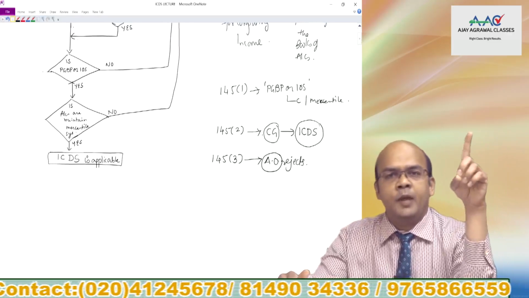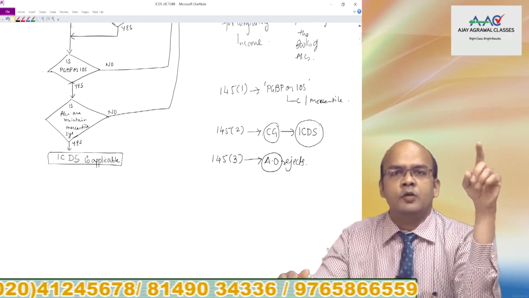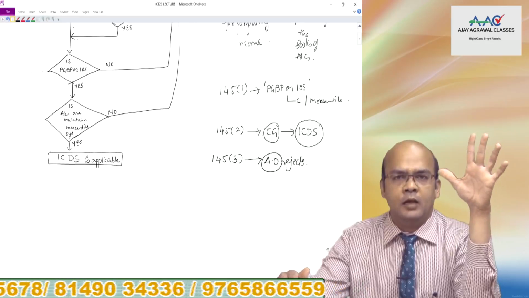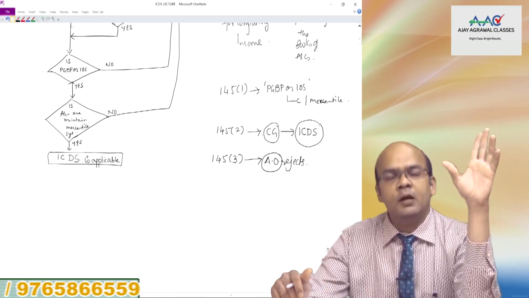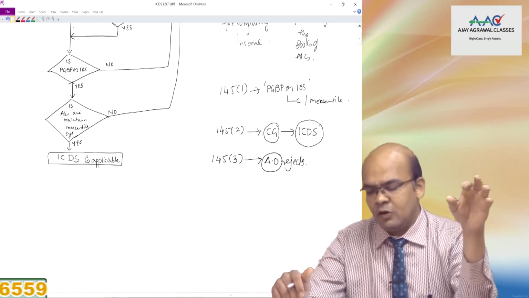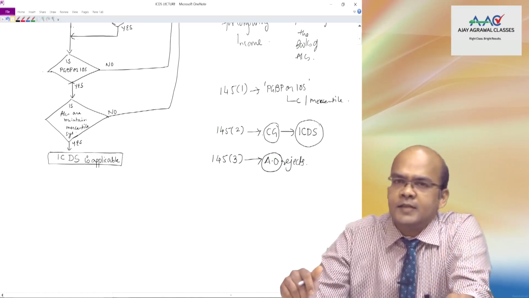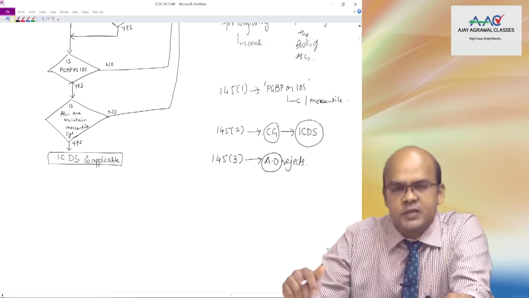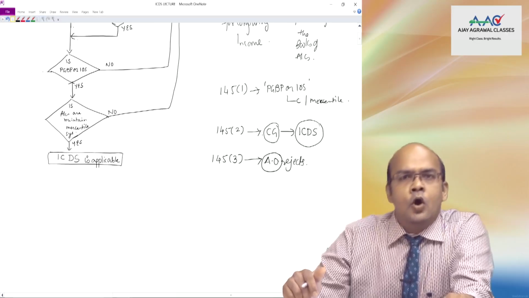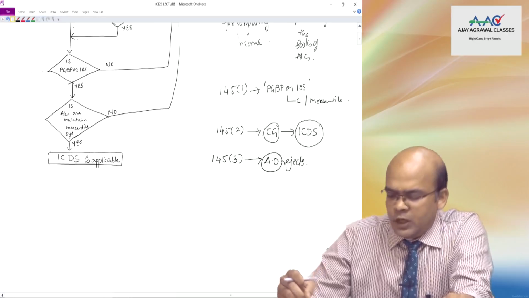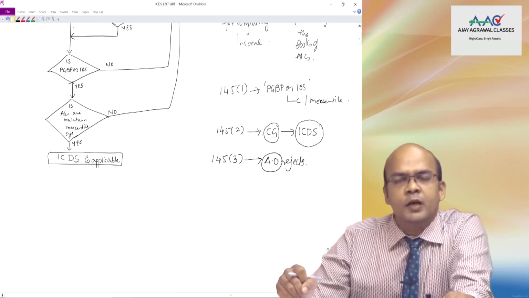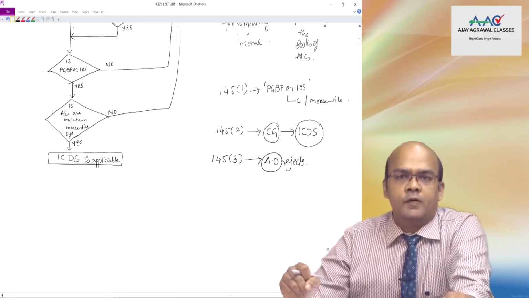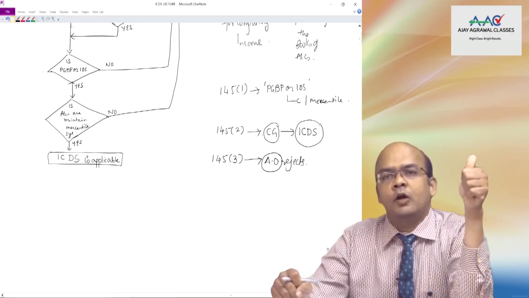145(1) says what? PGBP and IOS income, you need to maintain regular books of accounts, either cash or mercantile, regularly to be followed. Fine. 145 subsection 2 is nothing but the central government is empowered to issue the ICDS for a class of SSE and for a class or particular source of income. Fine. And 145 subsection 3 is nothing but it says AO can reject your books of accounts if books of accounts are not regularly followed.